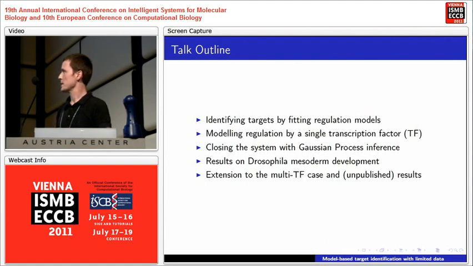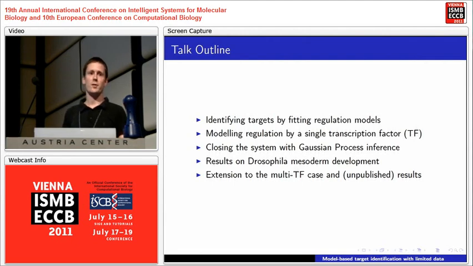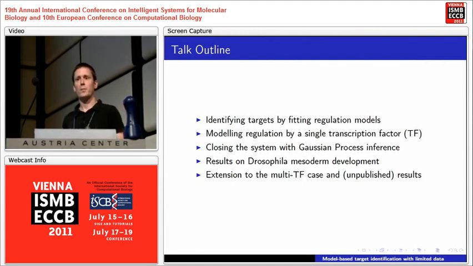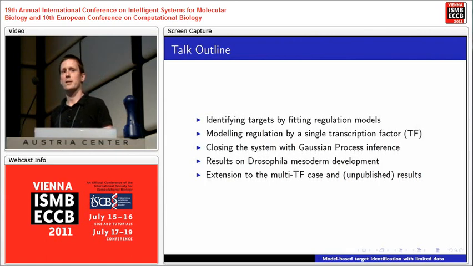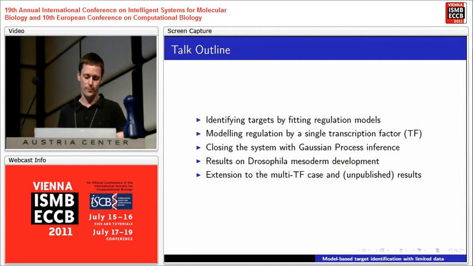I'm going to go into some technicalities about how we use Gaussian process inference. So Gaussian processes are popular in Bayesian machine learning and statistics, and they're commonly used in regression, but we're going to use them in a different way. And then I'll give some results, and finally I'll talk about the multi-transcription factor case, which is new work that's under review.